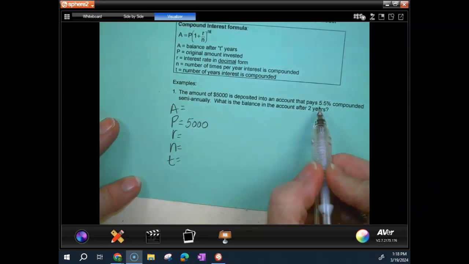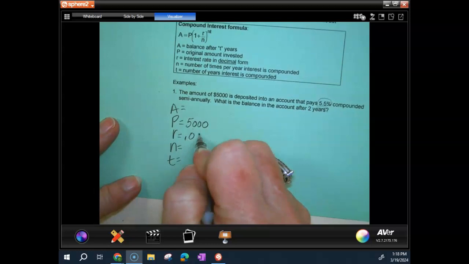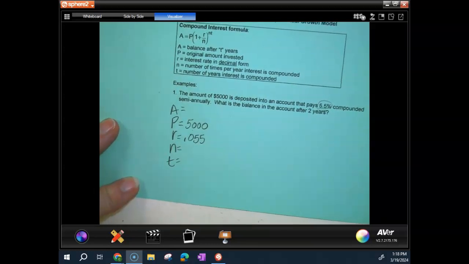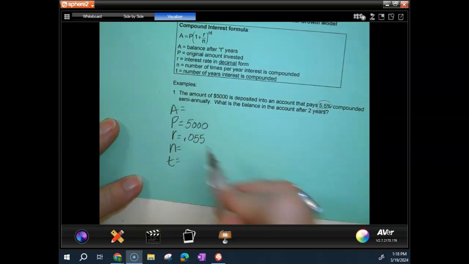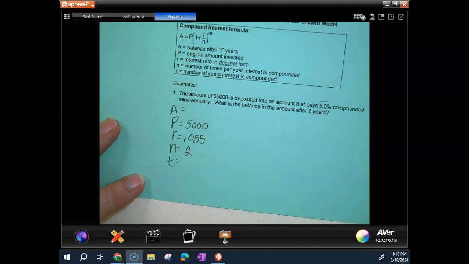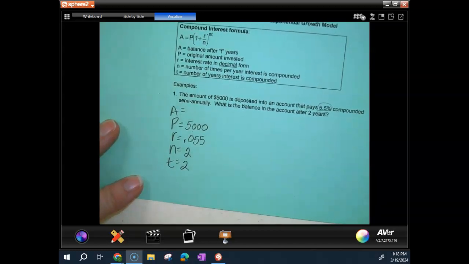It's deposited in an account that pays 5.5%. Percent can only be one thing. It's got to be the rate, and I'm going to write it as a decimal, so I remember to use the decimal in my formula. It's compounded semi-annually. So what is semi-annually? How many is my N? 2. And then I want to know the balance after 2 years. So my T is 2.